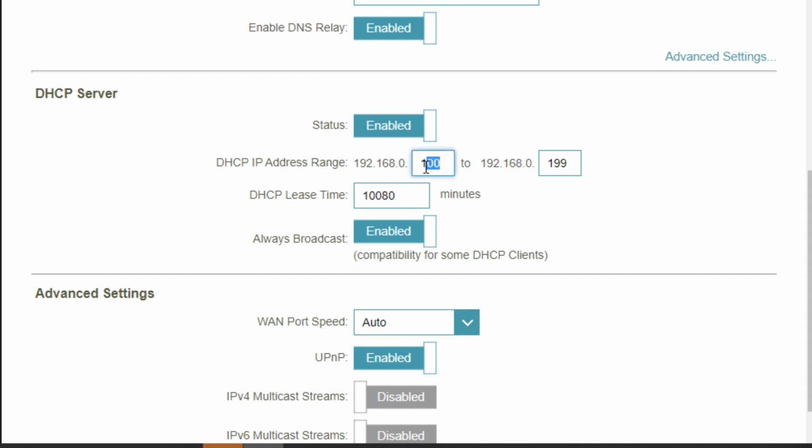Now you can change this. Again, you could start basically as low as 1 or so and go up to 254. No, you can't go to 1. You have to start at like 2 because the router is 1. And 255, I believe, is a broadcast, so 254 would be the highest you could go.